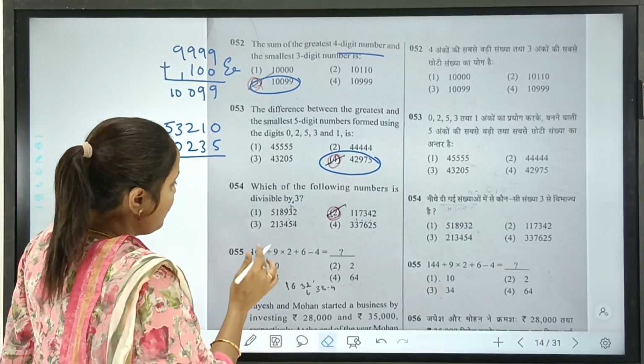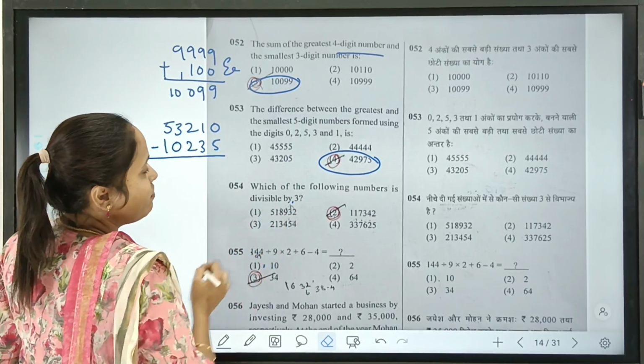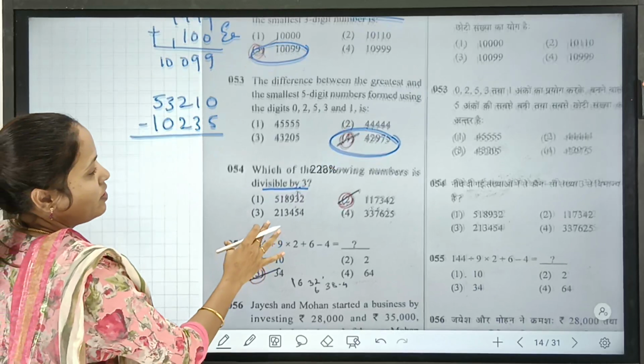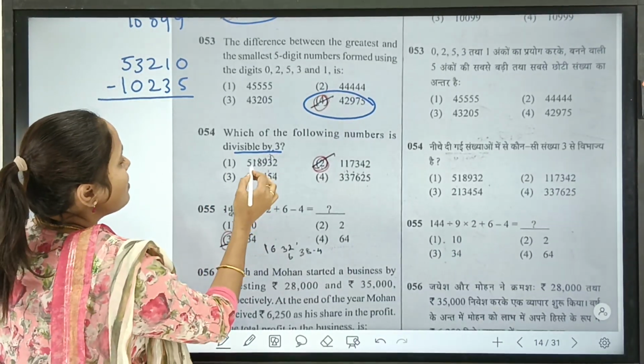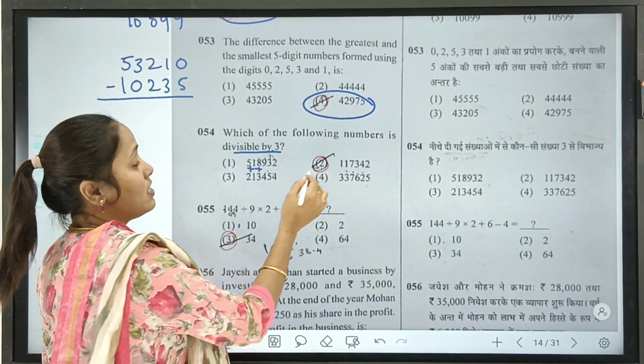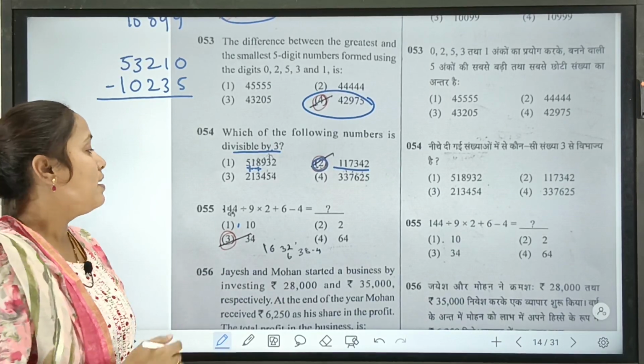And next, question 54: which of the following numbers is divisible by 3? All of you know the divisibility rules. Here the sum of the digits is divisible by 3, so the answer will be 2. Here the sum of the digits will be divisible by 3.